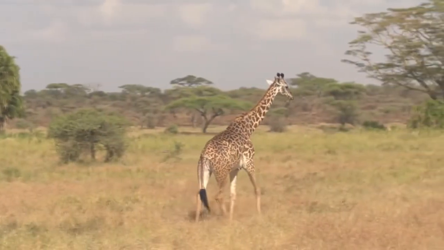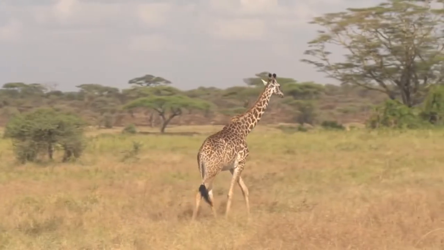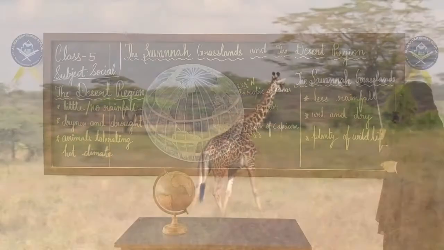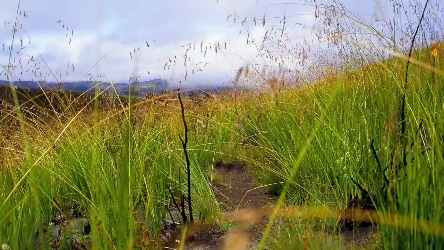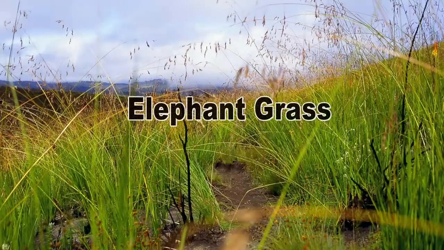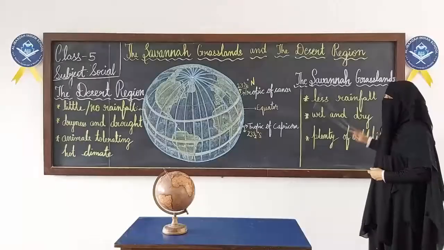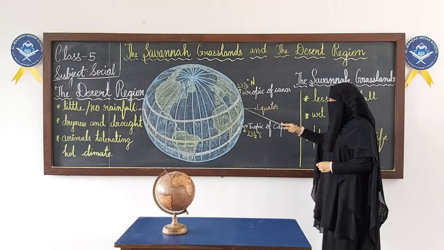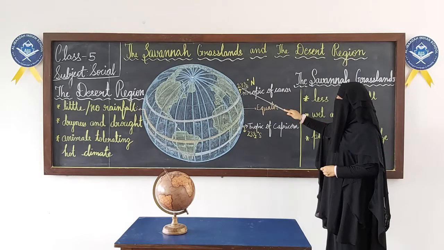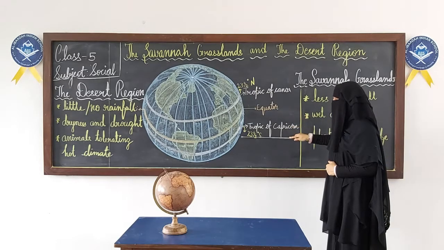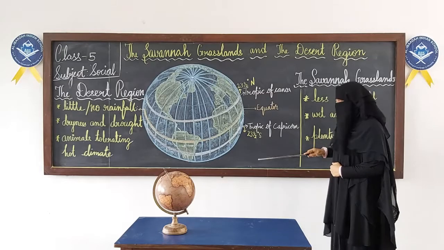Savannah means less trees. Okay, now this region has less trees and more of grasses. They have very tall grasses which are also known as elephant grass. Now where does this region come? It lies between the belt of tropics. Now here 23.5 degrees north and 23.5 degrees south.